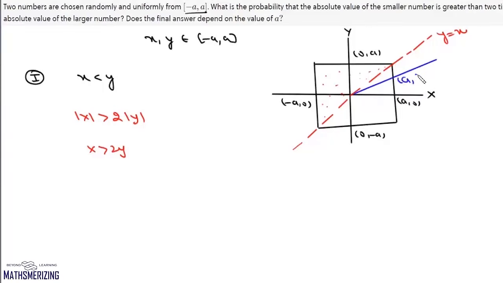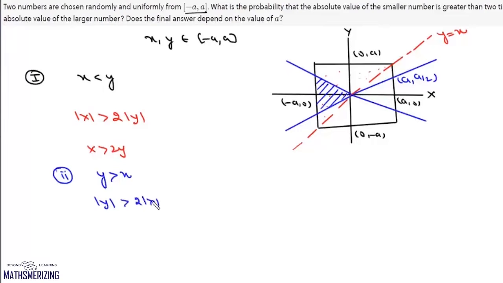So this point will be a comma a by 2, and then we'll take the transformation of mod x, and then we'll take the transformation of mod y. So here our favorable region is this triangle. Now in the same way, we can take the second case when y is greater than x. In that case, we'll have this condition that mod of y is greater than 2 times mod of x. Now in this case also, from symmetry, we'll say this area will correspond to this similar area.